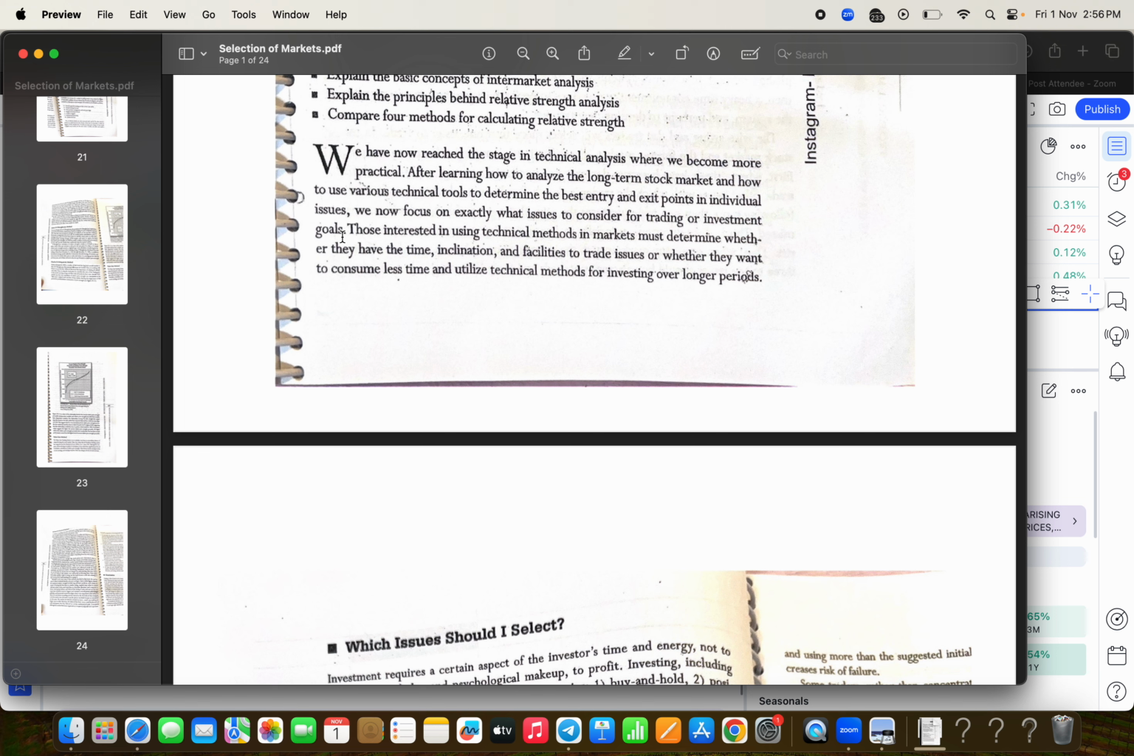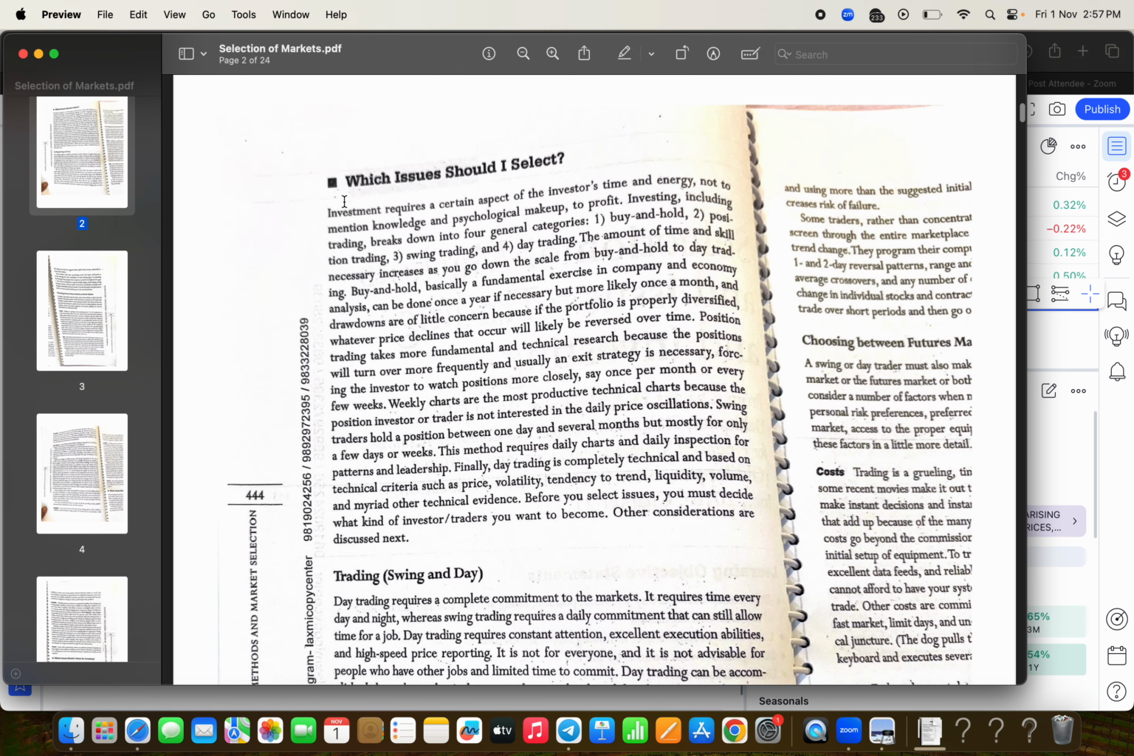So now we have reached the stage in technical analysis where we become more practical. After learning how to analyze the long-term stock market and how to use various technical tools to determine the best entry and exit points in individual issues, we now focus on exactly what issues to consider for trading or investment goals. Those interested in using technical methods in markets must determine whether they have the time, inclination, and facilities to trade issues, or whether they want to consume less time and utilize technical methods for investing over long periods.